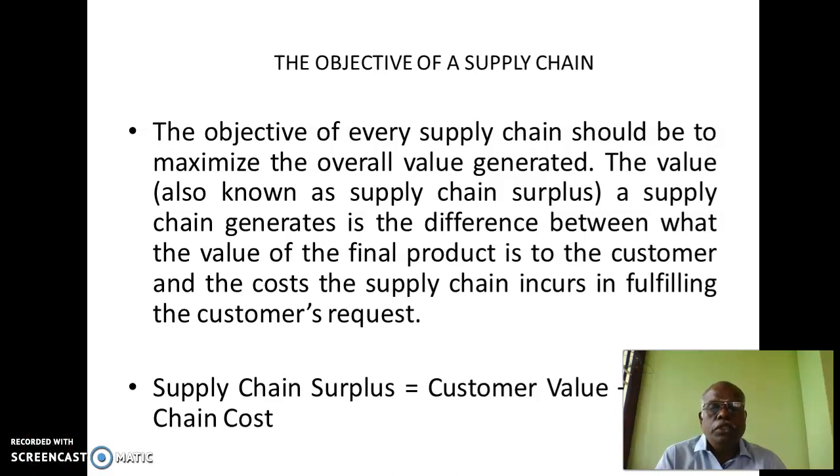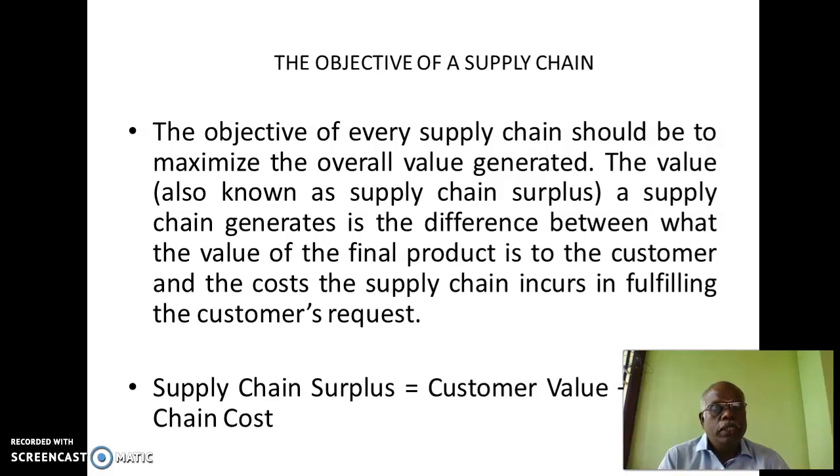Next we see the objective of a supply chain. The objective of every supply chain should be to maximize the overall value generated. What is overall value? Of course, in terms of money. The value, also known as supply chain surplus, that a supply chain generates is the difference between the value of the final product to the customer and the cost the supply chain incurs in fulfilling the customer request. Supply chain surplus is equal to customer value minus supply chain cost.